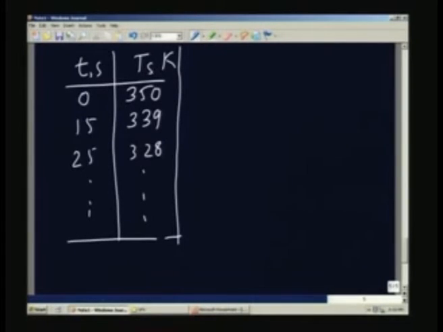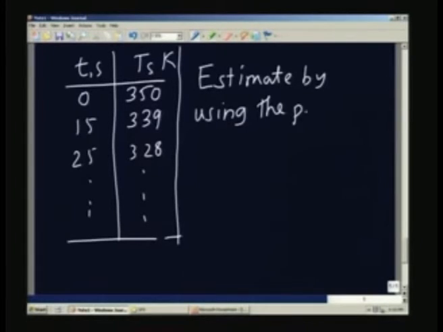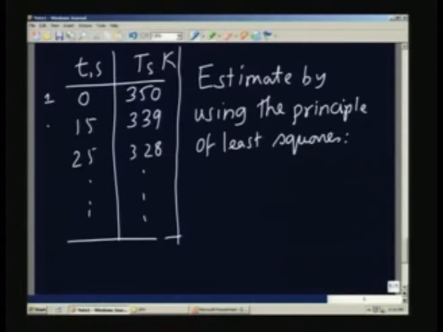So, to estimate emissivity, we will use the principle of least squares, which we have already talked about earlier, and that is very simply specified as under. So, this is number 1, 2, 3, etc. This is the identifier. I will call it i.